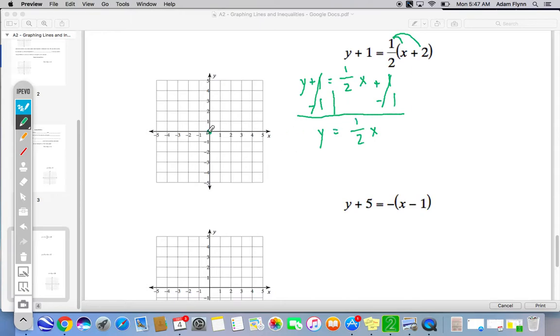So my rise is 1, so I'll go up 1, and my run is 2, so I'll go over 2. Up 1, over 2. Because I'm running out of room here, I can go down 1 and to the left 2 this way. Down 1, to the left 2. Now I can connect all these points, and I have graphed the point-slope form equation. Okay, pause the video if you need more time.